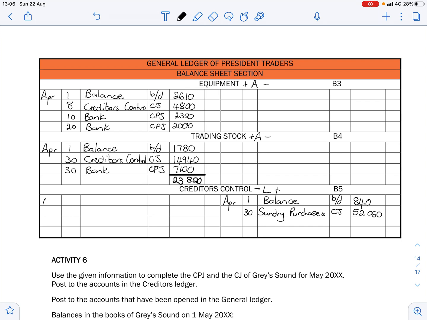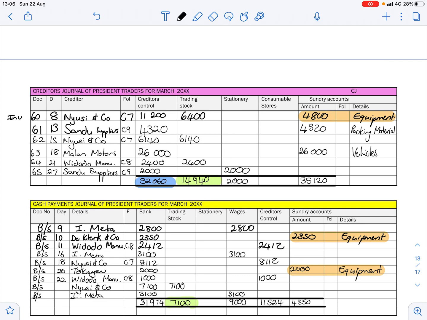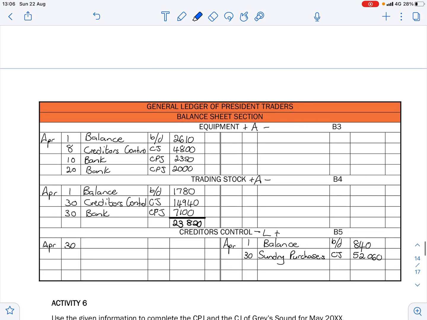We then also need to put in what we paid back to our creditors. So we look at the creditors control column in our CPJ. We paid back 11,524 Rand. We get that information from the CPJ, and because we're actually paying back, money is coming out of our bank account, which means the contra account there is bank.